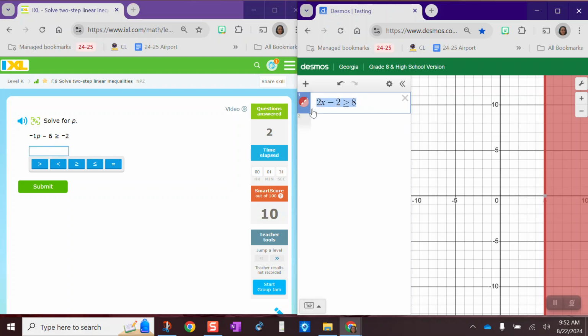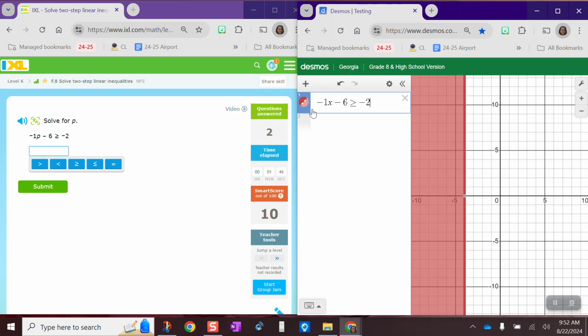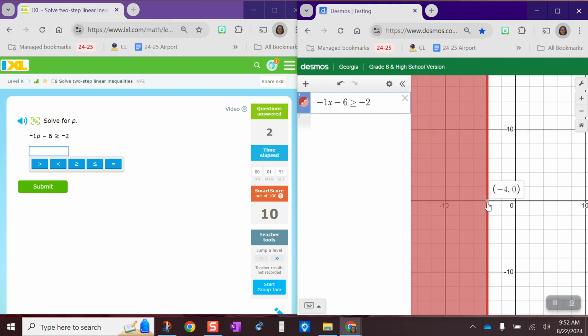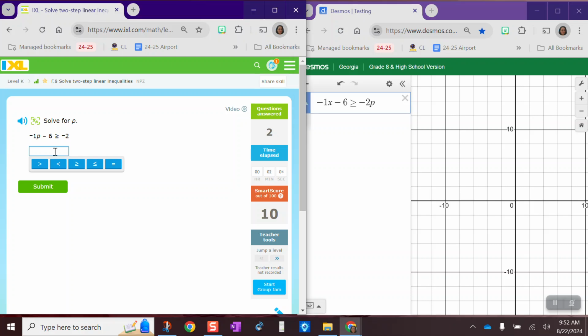Again, because I need to reestablish number 1 on this server. -1x minus 6 greater than or equal to -2. Okay. And of course, if you can't find it, you just search for it, or you zoom in or zoom out. All right, so it's all the numbers that are less than or equal to, because it's solid, the -4. But it's not x, it's p. You will not get me twice. P.